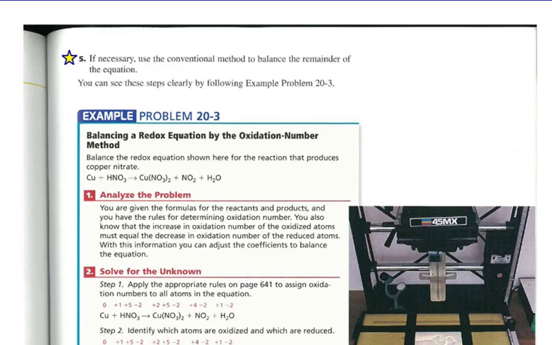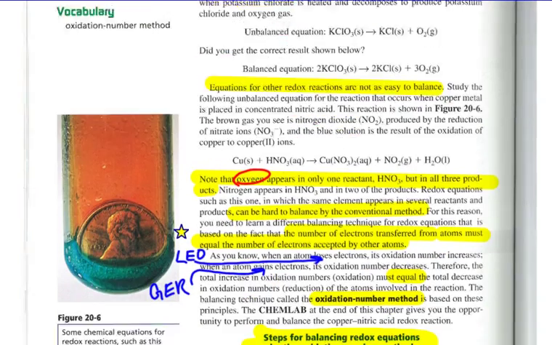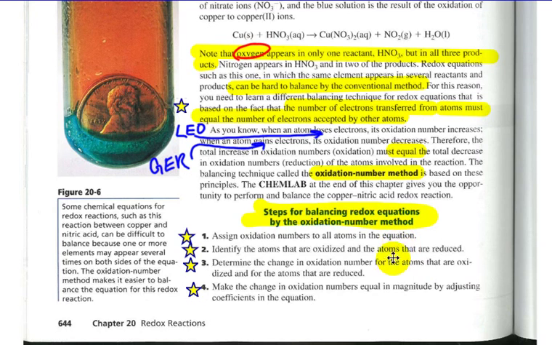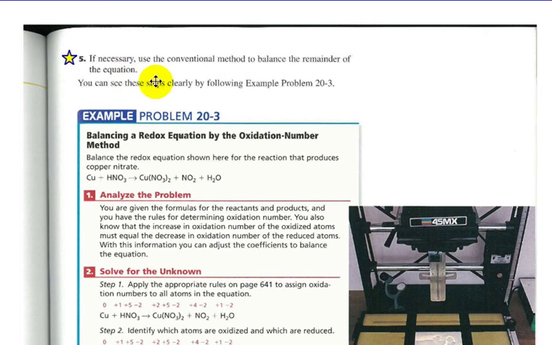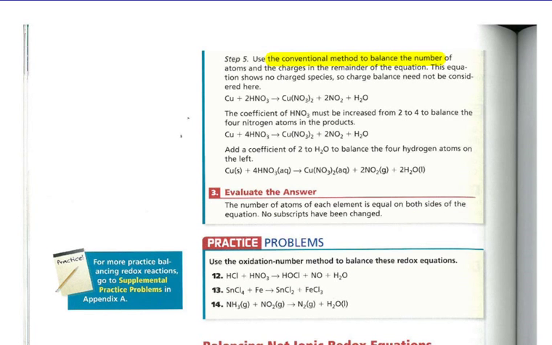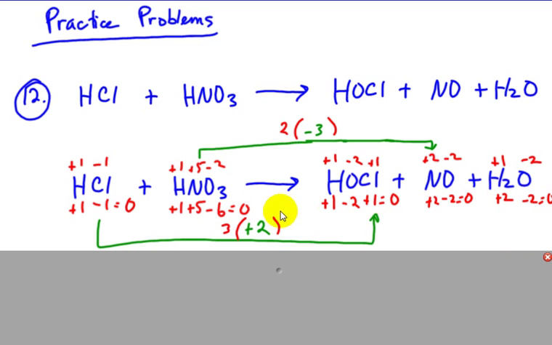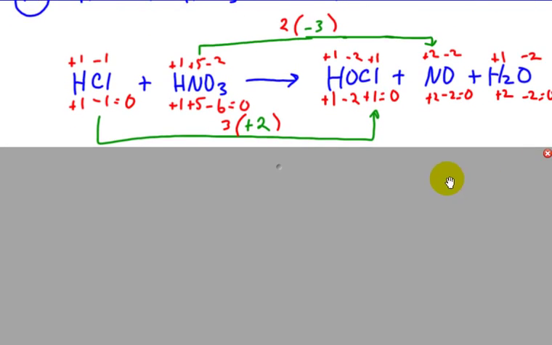So if you take a look back here, what we've done so far is assign oxidation numbers, identify the oxidized and reduced items, determine the change in oxidation numbers. We're about to do this now: make the change in oxidation numbers equal by adjusting the coefficients, and then use conventional ways of balancing the equation. So 2 and 3 both go into 6, so multiply this by 2, multiply this by 3. So those are the changes that we will in fact be doing.